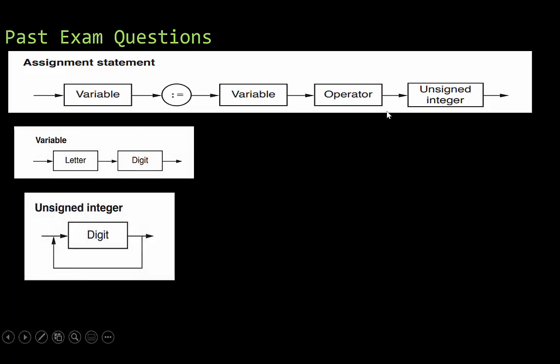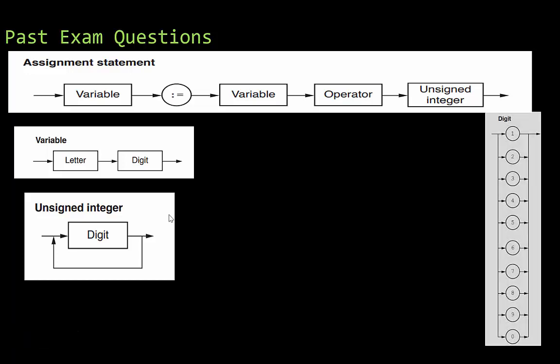Well, we also have unsigned integer. What is that broken down to? That's broken down as a digit with a recursive statement. Well, we still need to define what letter and digits are. Here are our digits, 1 through 9 and 0. These cannot be broken down any further.